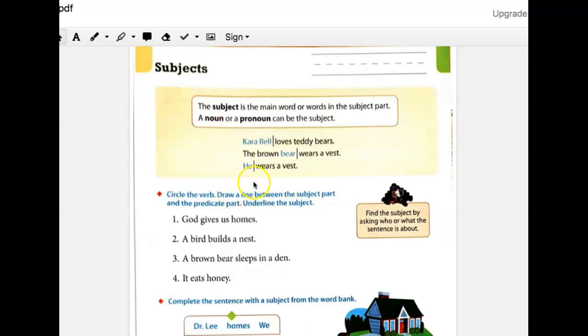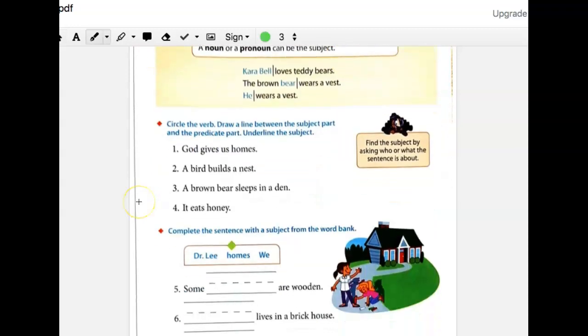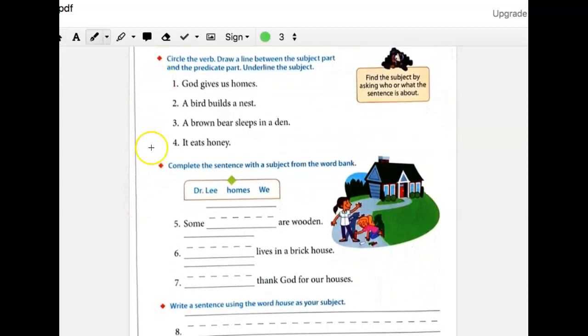And note that the word he is a pronoun. So a noun or a pronoun can be the subject. Let's go over numbers 1 through 4. Circle the verb. Draw a line between the subject part and the predicate part. Underline the subject. So you're going to circle the verb, underline the subject, and you're going to draw a vertical line in between the subject part and the predicate part.